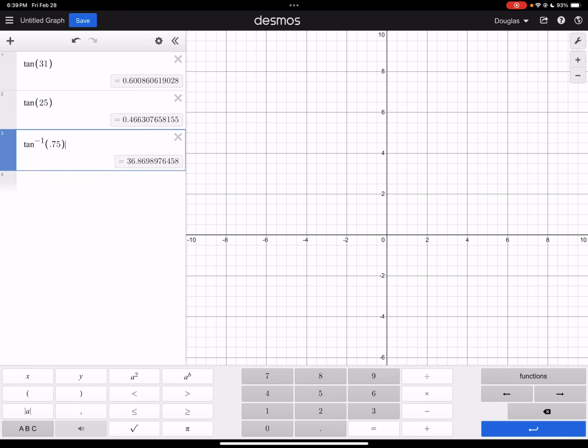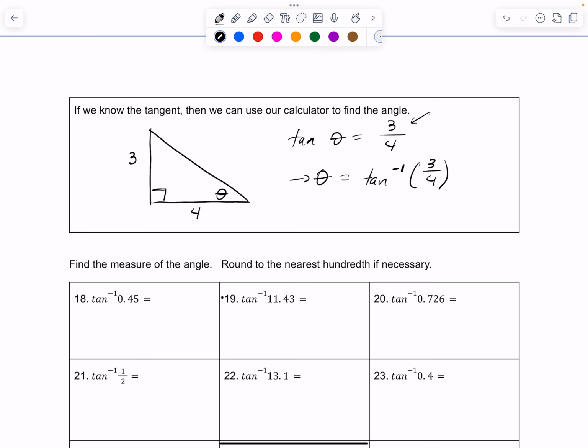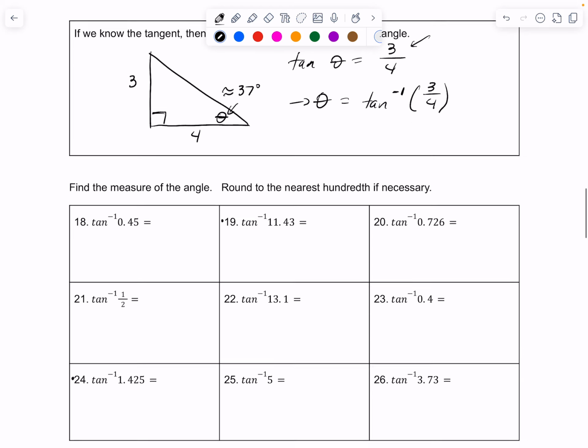So that would be approximately, if I round to the nearest degree, 37 degrees, right? So this theta is approximately 37 degrees. That would make that true. Okay, so let's go ahead and type in a couple here.